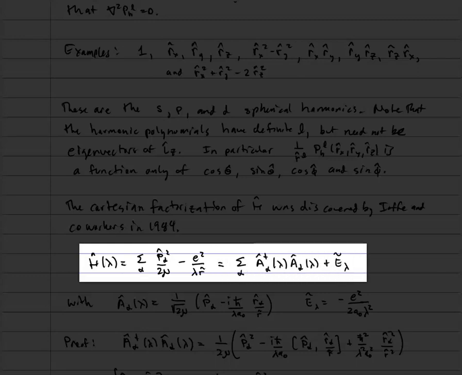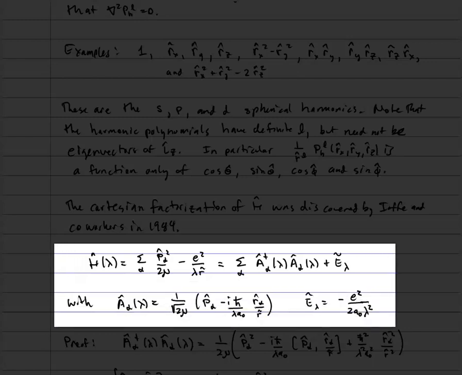We want to rewrite that as a sum over alpha of a dagger alpha of lambda times a alpha of lambda plus some e tilde of lambda, where each of those a's are these Schrodinger-like raising and lowering operators for each Cartesian coordinate, x, y, and z. And I'm telling you exactly what they are for this solution. It's 1 over square root of 2 mu, p alpha minus i h bar over lambda a0, r alpha over r hat. Now, we have to go through and we have to do the calculations.